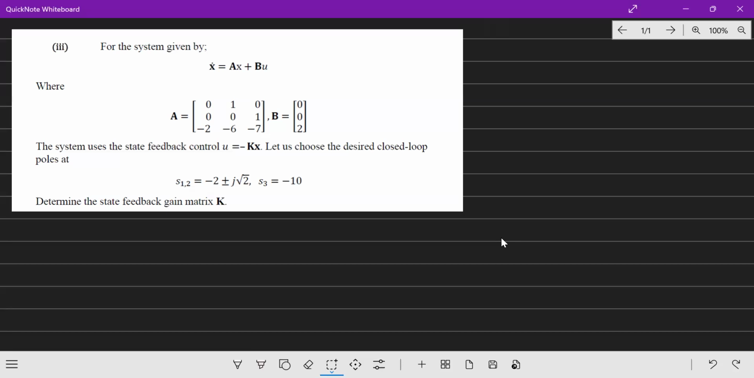But I like direct substitution though. It looks so simple and straightforward and easy to understand. Okay, but anyway, let me just do the observable canonical form method, I think. So the controllable method, I think.